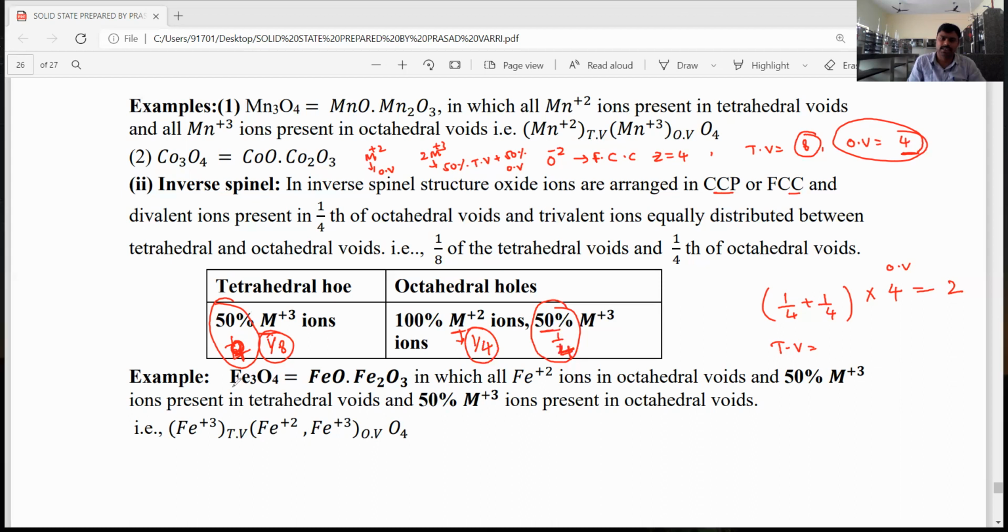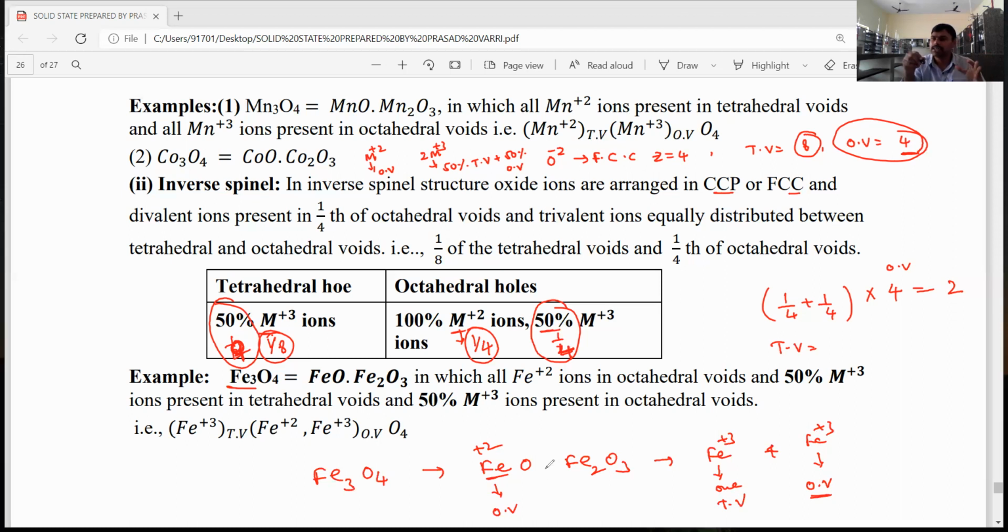Example for inverse spinel structure is iron oxide, Fe3O4. So here FeO and Fe2O3. So here iron +2 are all present in octahedral voids. Here iron +3, how many are present? 2 are present. 1 is in tetrahedral voids, and another one is in octahedral voids. Like that, 50% in octahedral and 50% in tetrahedral voids will exist.